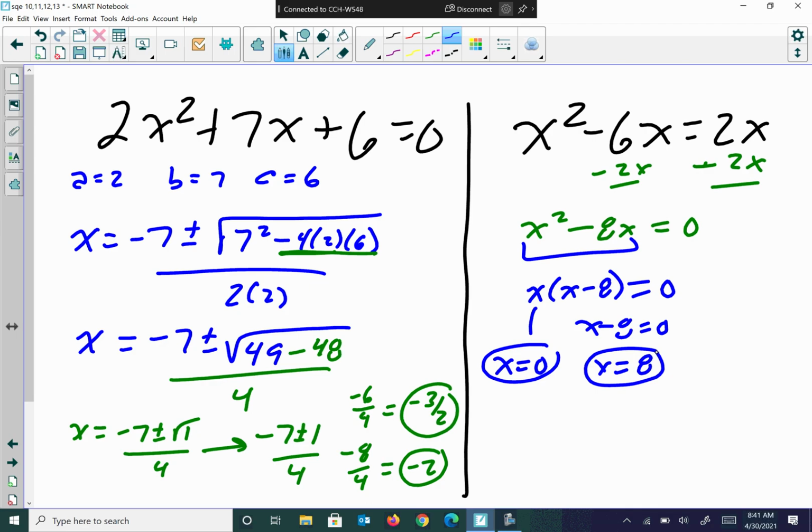I would have to make sure I factor that x out. The main thing is when it's squared, for the most part, you should be looking for two answers. There are times there's no real solution. There are times there's only one answer. But we're doing okay. Can I move on?